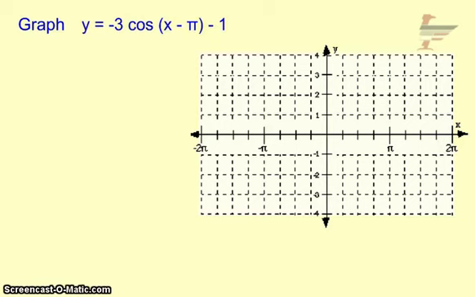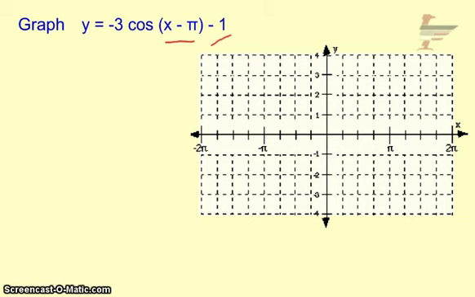Our second graph with a lot going on. We can see, if we wanted to predict some things about this graph, when you have anything in with your x, that's going to be a horizontal shift. Anything plus or minus off on the end is going to give us a vertical shift.